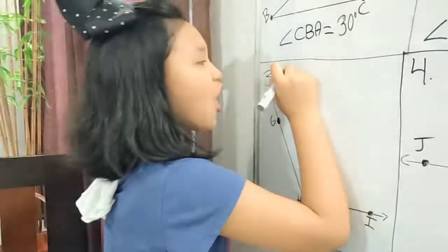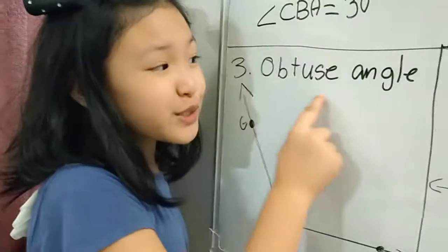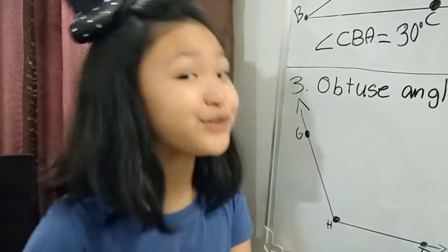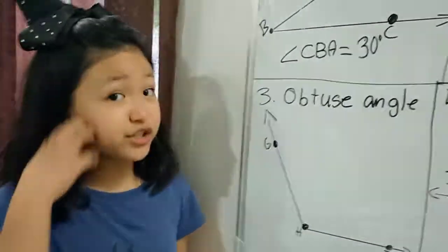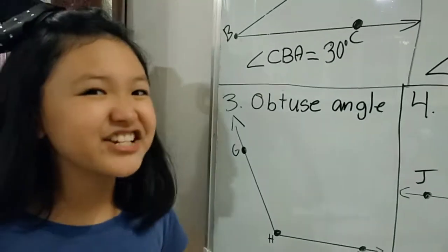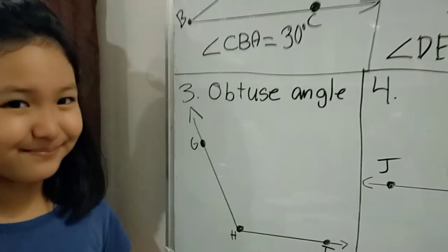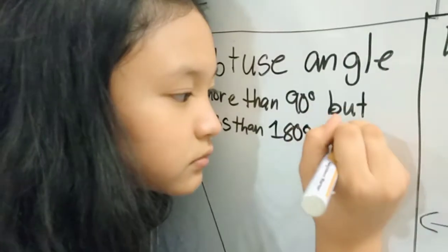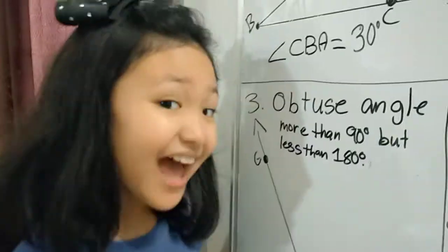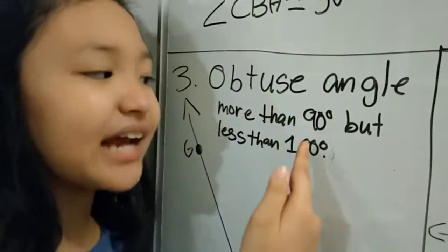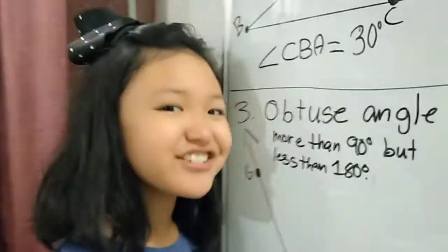Third type of angle, obtuse angle. An obtuse angle measures more than 90 degrees but less than 180 degrees. Again, an obtuse angle measures more than 90 degrees but less than 180 degrees.